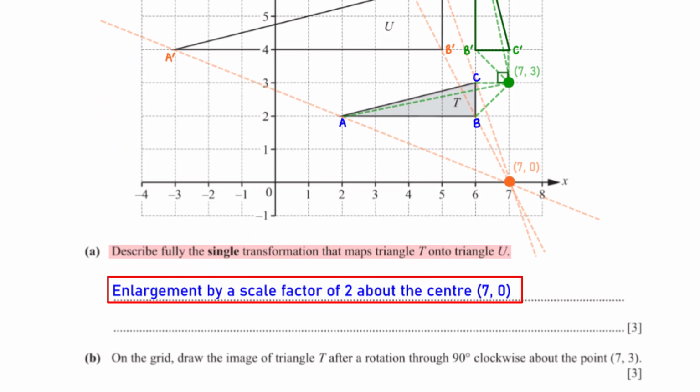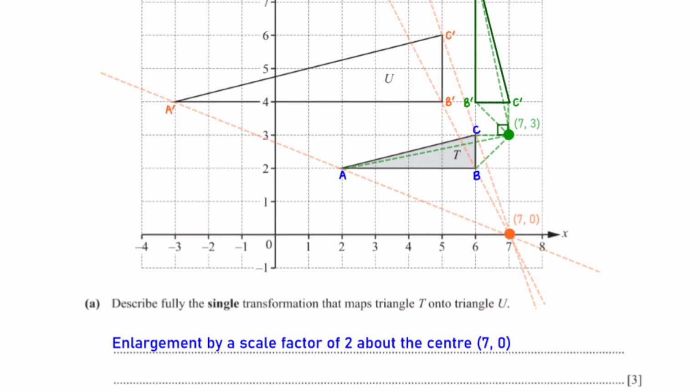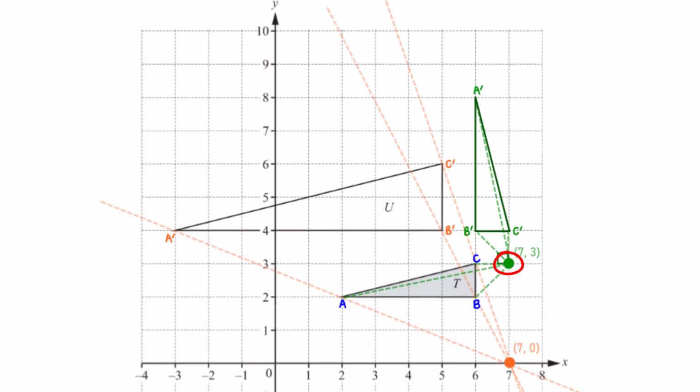On the grid, draw the image of triangle T after a rotation through 90 degrees clockwise about the point 7, 3. First, we need to mark the center of rotation, which is the point 7, 3. Then we rotate each vertex on triangle T 90 degrees in the clockwise direction about the center.